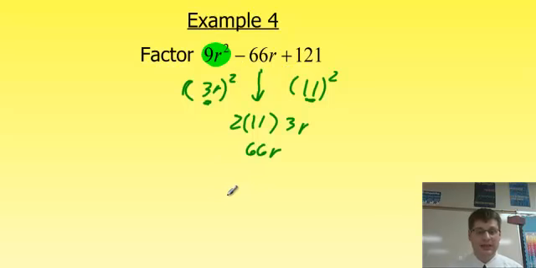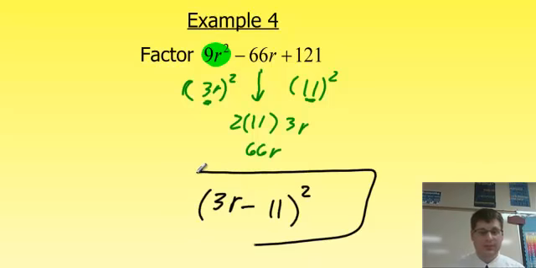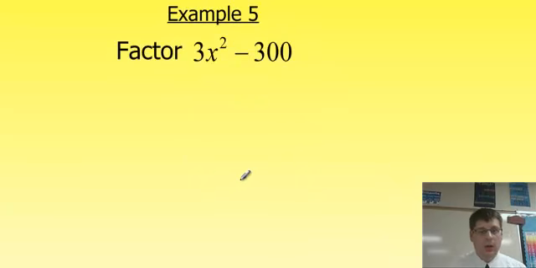So then I can safely say, well, because it's minus and that's plus, then this is going to be 3r minus 11 squared. Box that in. Life's good.